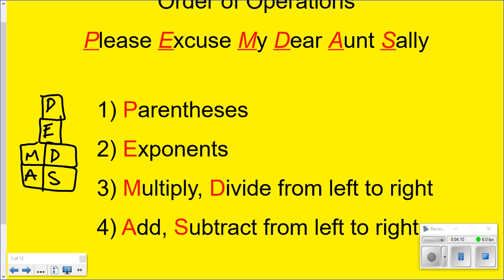So, please excuse my dear Aunt Sally. P is parentheses. E is exponents. We probably won't deal with the exponents a whole lot today. More so parentheses, multiplying, dividing, adding, and subtracting. So make sure you know the order in which they go, because if you mess the order up, you're not going to get the answer correct. And we're going to practice these today, because these types of problems are in your homework.